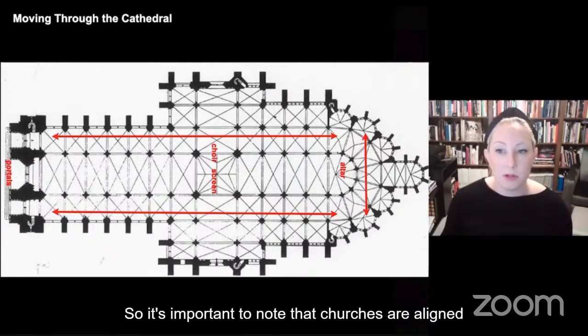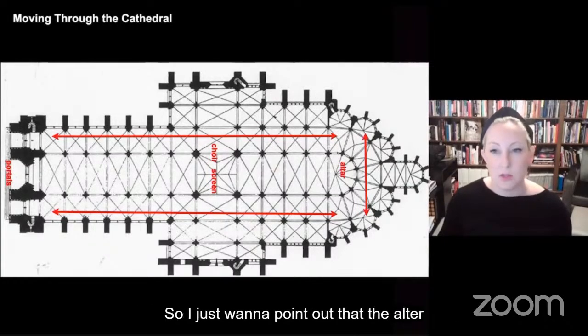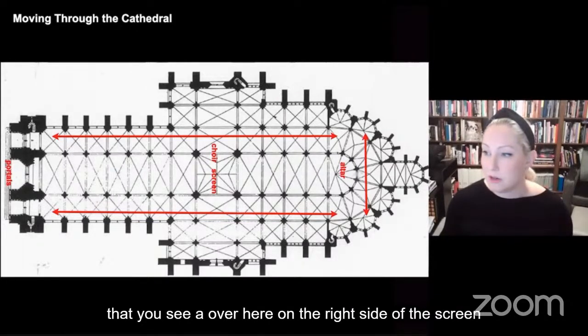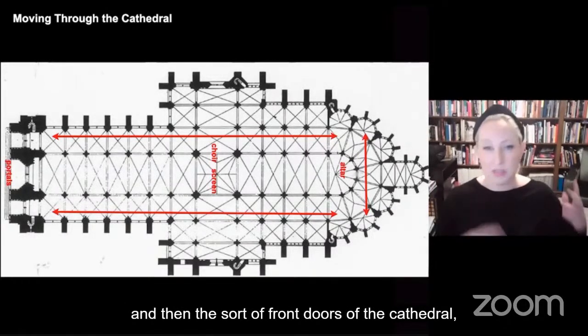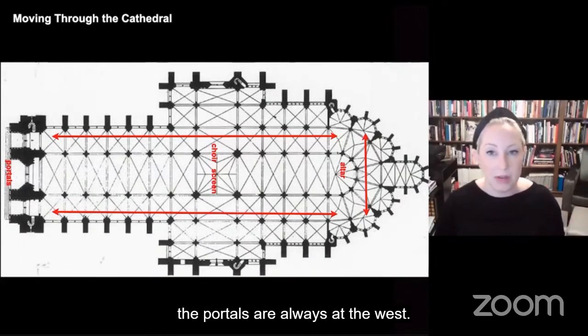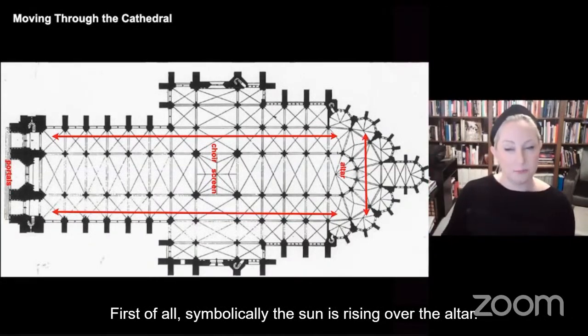So it's important to note that churches are aligned according to an east-west axis. So I just want to point out that the altar that you see over here on the right side of the screen is always aligned to the east, and then the sort of front doors of the cathedral, the portals, are always at the west. And this is for two reasons. First of all, symbolically, the sun is rising over the altar.